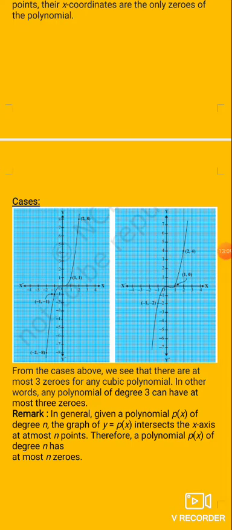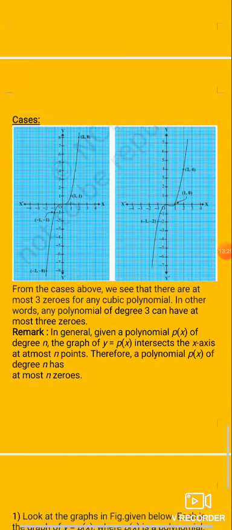Now the remark. In general, given a polynomial p of x of degree n, the graph of y equals p of x intersects the x-axis at most n points. Therefore, a polynomial p of x of degree n has at most n zeros. Okay. Now the problem, a simple one.